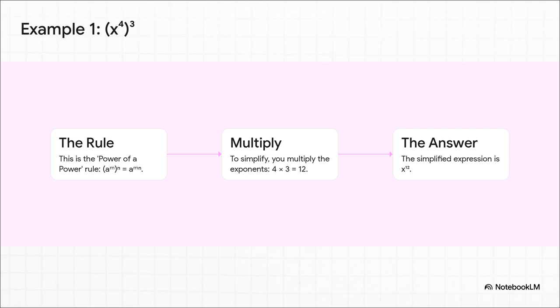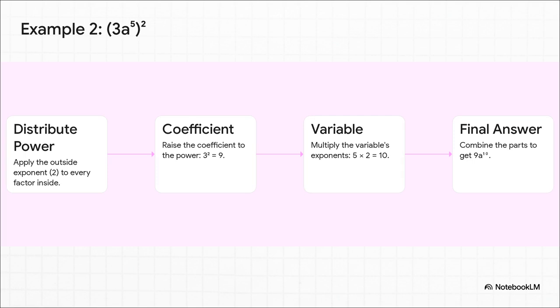Easy as that. Okay, now let's add a coefficient in there because this is a classic spot where people make mistakes. Remember, that little exponent on the outside applies to every single factor inside. So first you take care of the number. 3 squared is 9. Then you handle the variable by multiplying its exponents. 5 times 2 is 10. Put them together and you get your answer, 9a to the 10th.